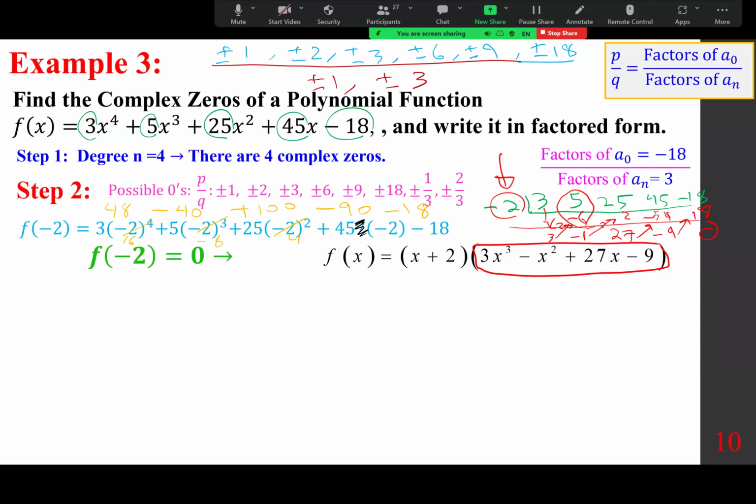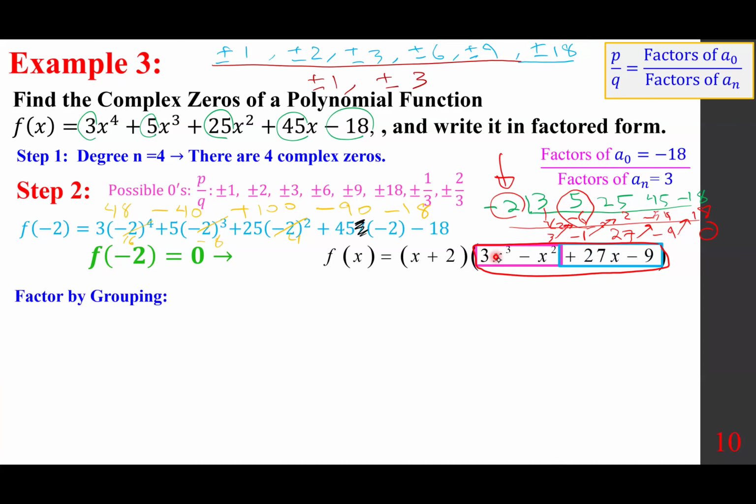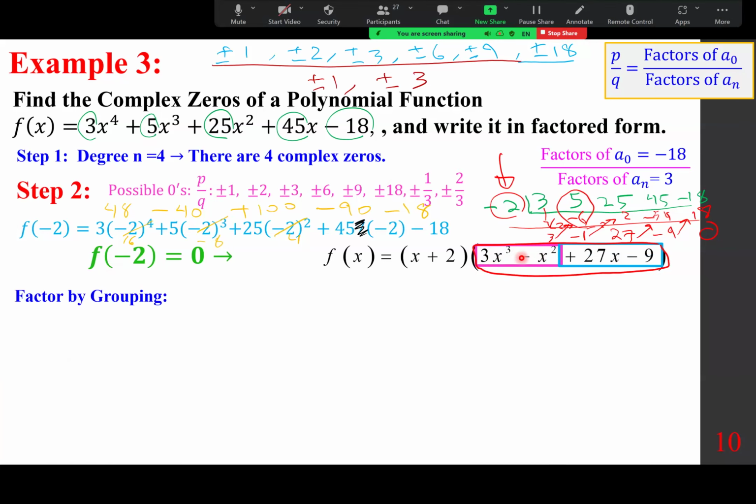Now we can continue looking at more zeros. It so happened that we can do this by factoring by grouping. If you group these two, x squared comes out as x squared times 3x minus 1. Group these two, 9 comes out as 9 times 3x minus 1. So we are looking at this part, okay? And this becomes 3x minus 1 times x squared plus 9.